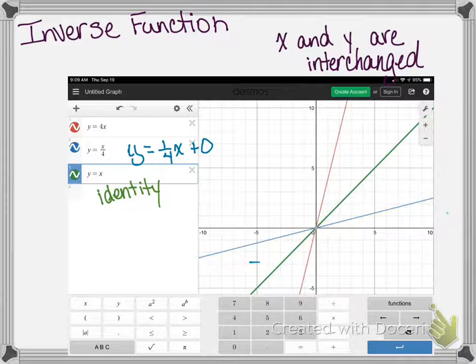Something is an inverse function when we fold that line, that identity line, and it's reflecting across that. So if you were to fold that, the functions would be on top of each other. So that is an inverse function. Now, the key point when you're talking about inverse functions is that your x's and your y's are interchanged. Okay? All of your x's become your y's, all your y's become your x's.